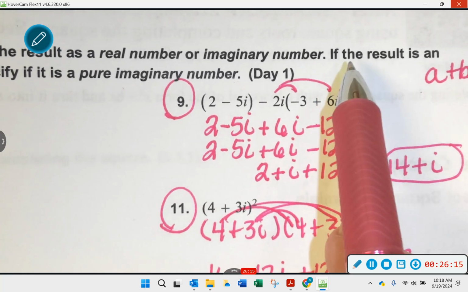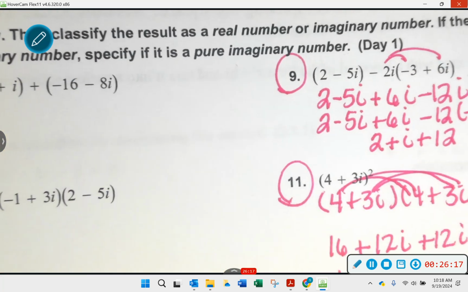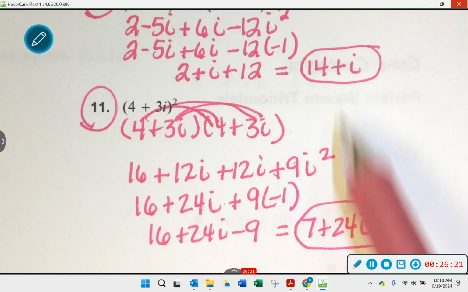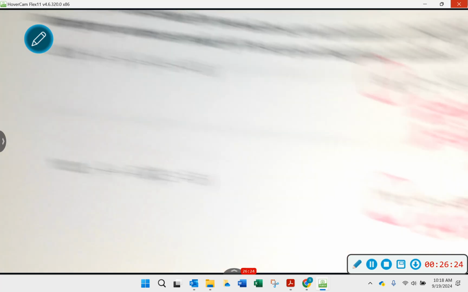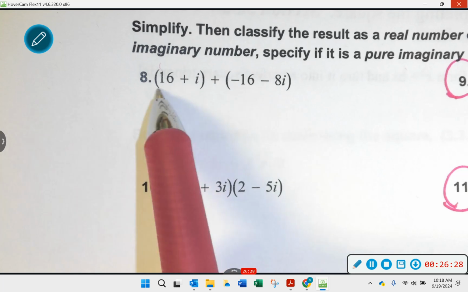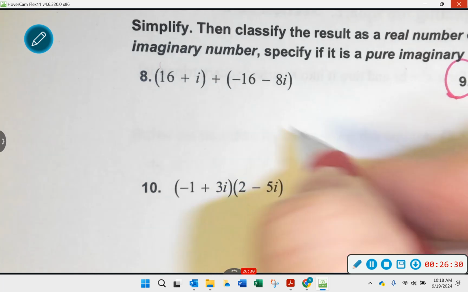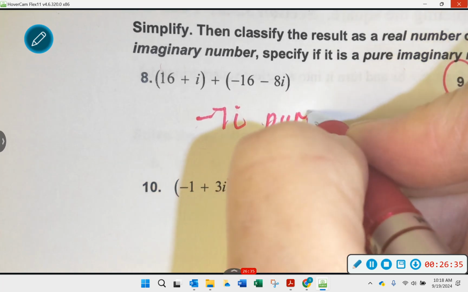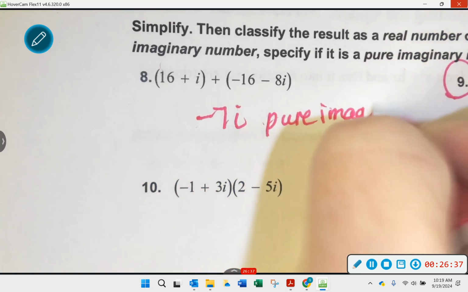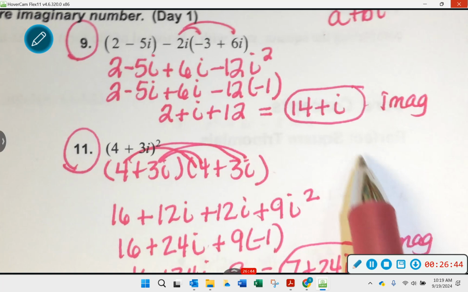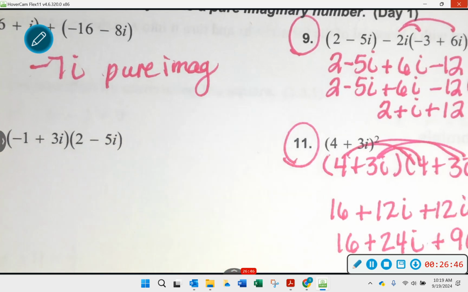Now, the second part of this says if the result is an imaginary number, specify if it's a pure imaginary. Are these pure imaginaries? No. Let's find one that is. What about this one? If I add the real part, what do I get? Then what do I get on the next part? That's what we mean by a pure imaginary. These would just be regular old imaginaries, which can also be called complex. It means the same thing. Imaginary, imaginary, pure imaginary. Okay?